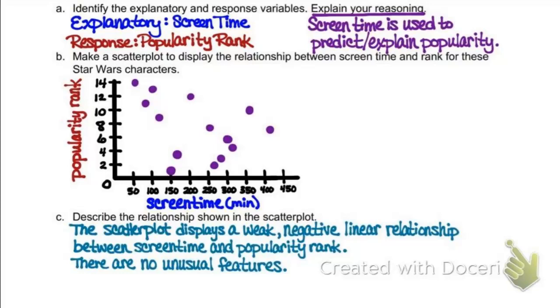Scatterplot should have come out looking something like this. Does that look very much like a line? Does it look like another specific shape? Then I'm still going to describe it as linear. I would say that this is a negative, weak linear relationship. I see kind of a downward trend to it. It doesn't seem to be going up from left to right. It seems to be going more down from left to right. So weak negative linear relationship with no unusual features.